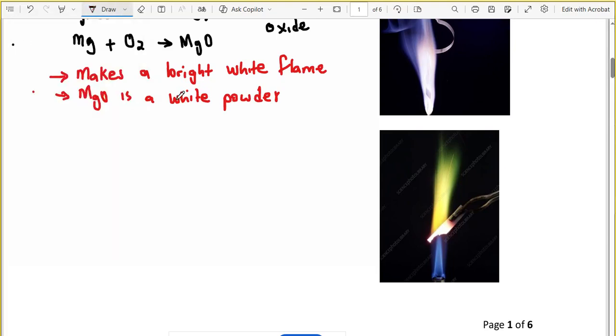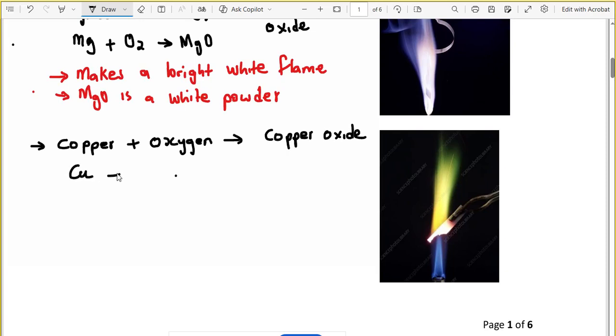Let me move to the next one. If you look at this, it has to do with copper reacting with oxygen. So if copper reacts with oxygen, it gives us copper oxide. Copper, that's Cu, reacts with oxygen. And what do we get? So this gives us copper oxide.